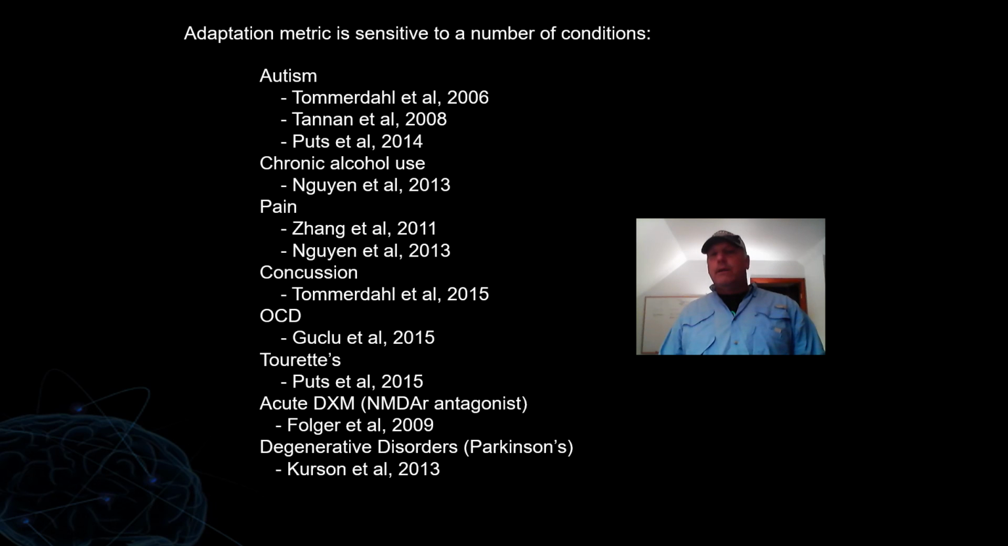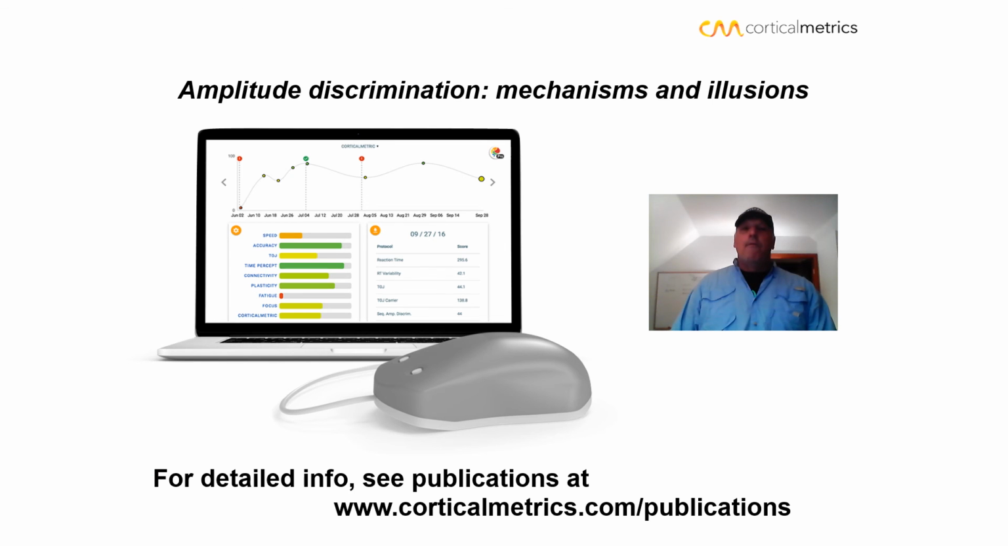We've seen the adaptation metric to be sensitive in a number of different conditions, and they are all published. You can go read those publications on the website on our publications page, which is corticalmetrics.com/publications.